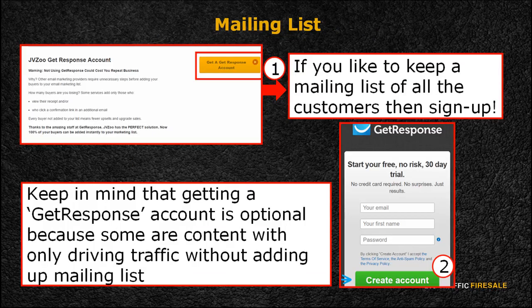Heading back to your seller dashboard, you'll have the option to apply for jvzoo.com's GetResponse account. According to jvzoo.com, this account will ensure that your buyers will be added instantly to your mailing list. Getting a GetResponse account will allow you to try it for free on a 30-day trial. If you like to keep mailing lists of all the customers who bought your product, then sign up, fill in the information needed, and create your account.